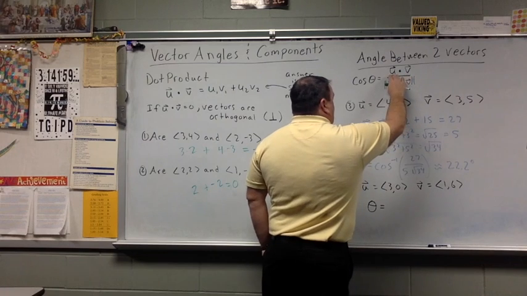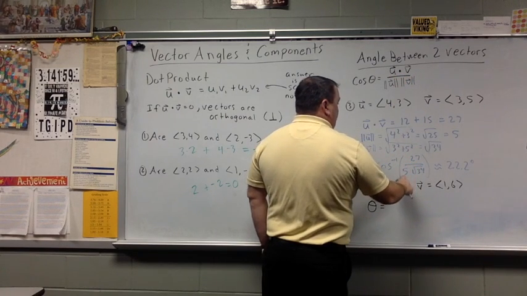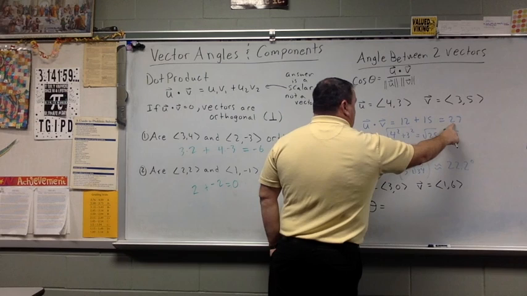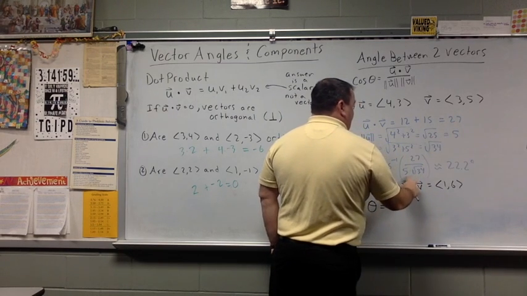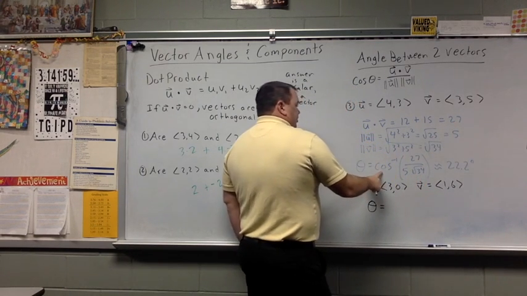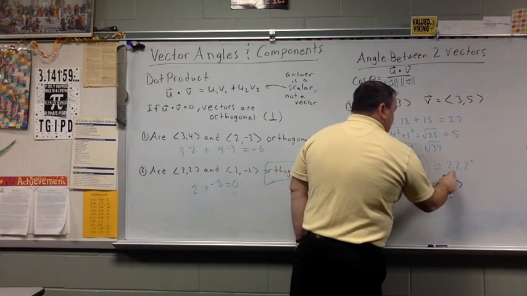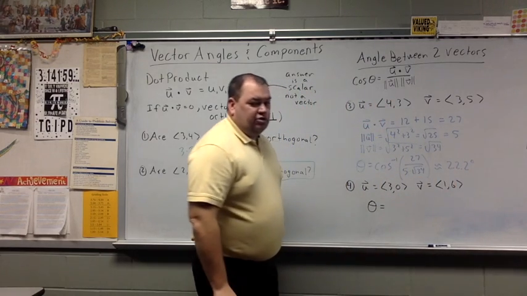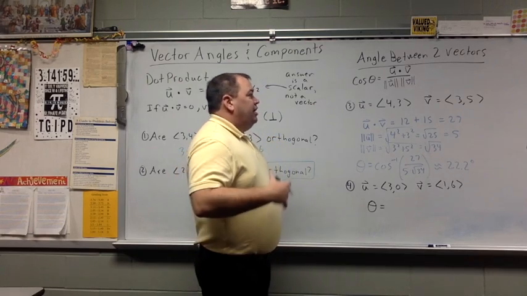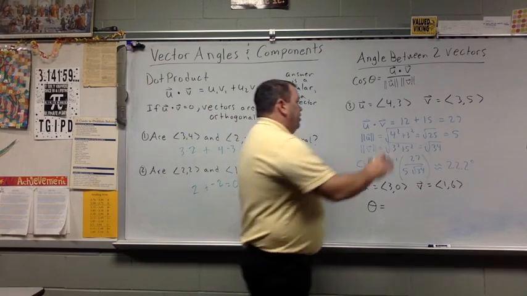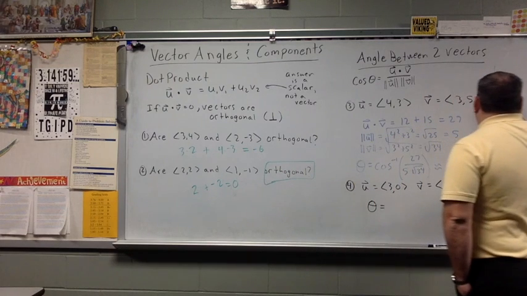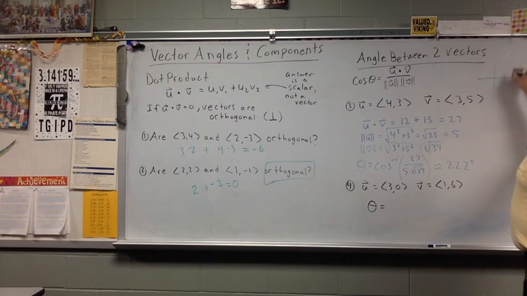And now I do the dot product divided by the two magnitudes that I got. So this is my numerator, there's my denominator. I do the inverse cosine to get the angle. It looks like these meet at about a 22.2 degree angle. If you are very visual, think about what this would look like. 4, 3, and this is 3, 5. So I'm looking at the angle between those two vectors.